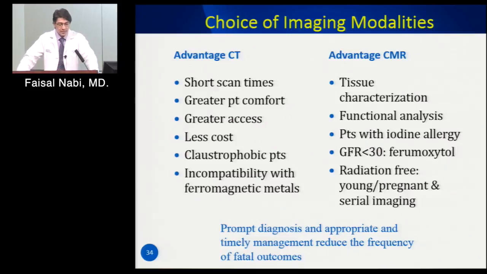Cardiac MRI, consider in those patients where you may need tissue characterization, where you may have a little bit more time to get imaging performed. If you need accompanying functional analysis, example of the heart, in patients who may be allergic to iodine, or with the advent of ferumoxytol being used in vascular imaging, maybe in those patients who have GFRs less than 30. And remember that it's radiation-free and therefore can be very beneficial in those patients who are young, pregnant, or the numerous patients who we see for serial imaging.